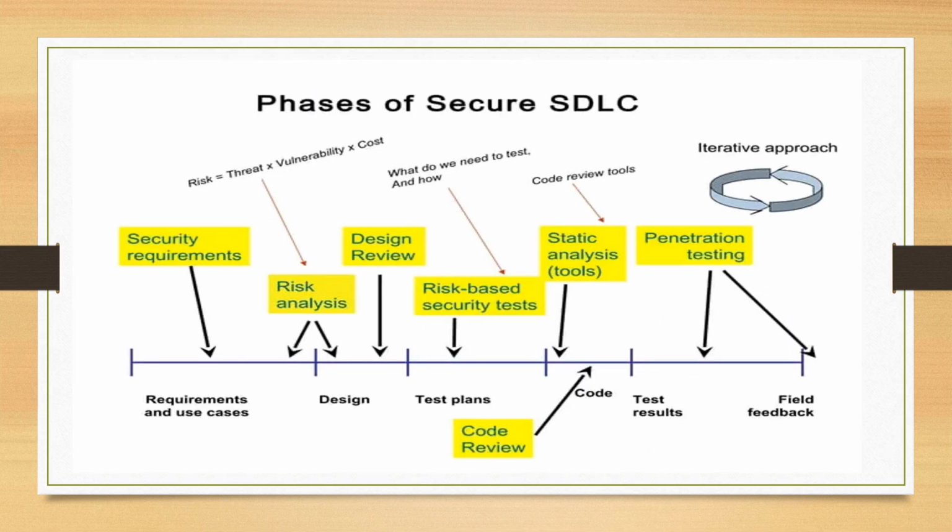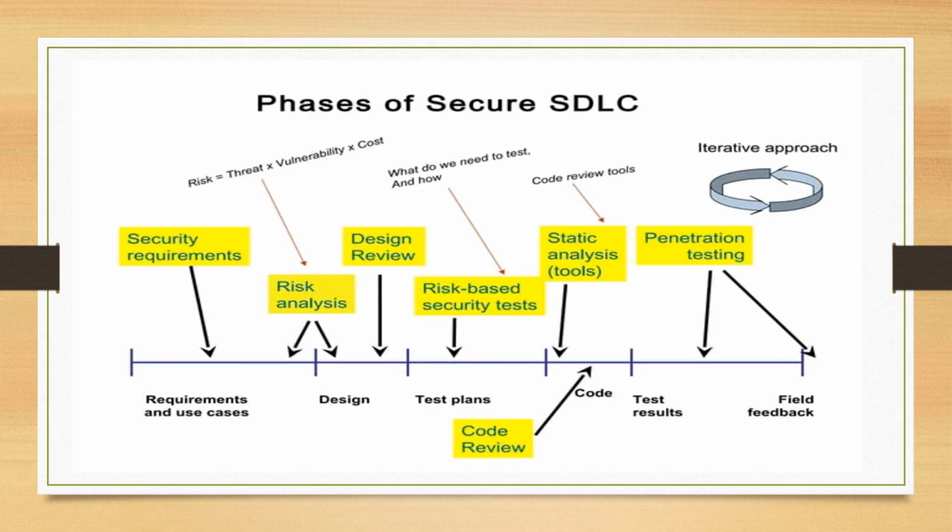So here are the phases of Secure SDLC. As with the SDLC, we have the requirement phase, the analysis phase, basically the risk analysis. Then we have the design phase. Then we have the test plans, that is we have to code, which can be called the implementation phase. Then, as I have already said, we have a maintenance phase. Here we will collect the feedback from the customers, that is the field feedback.